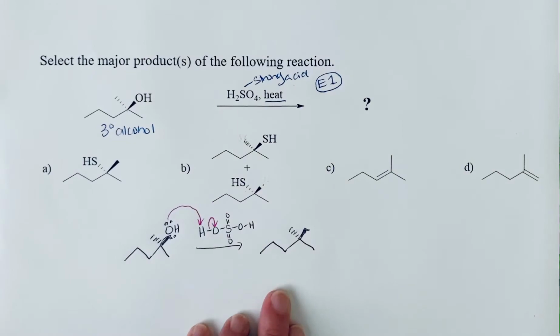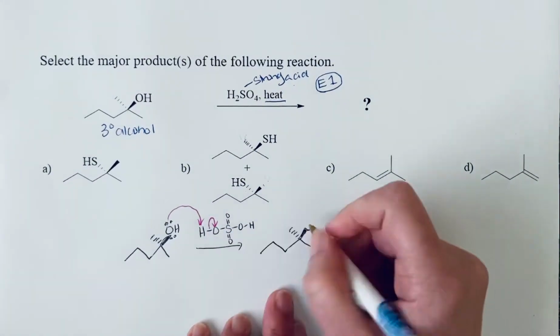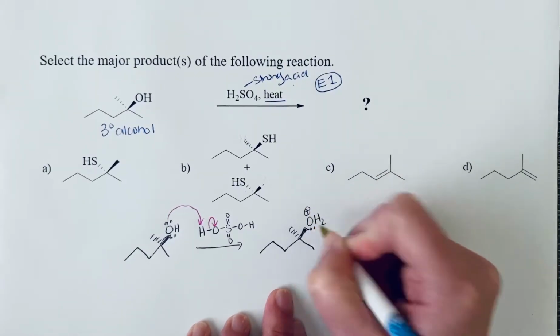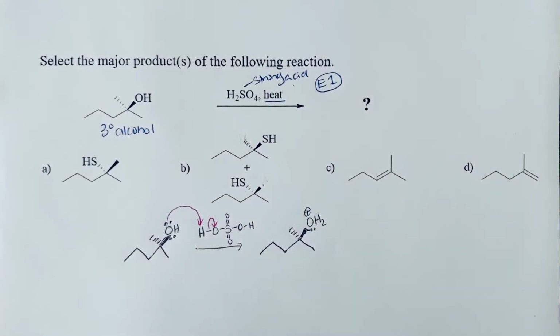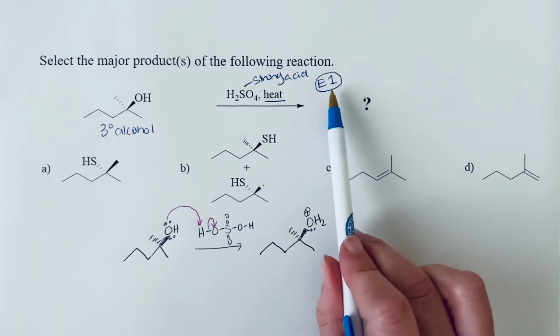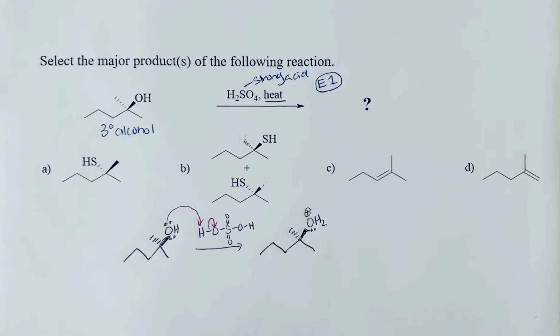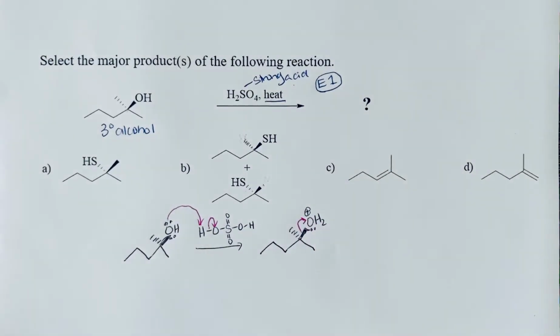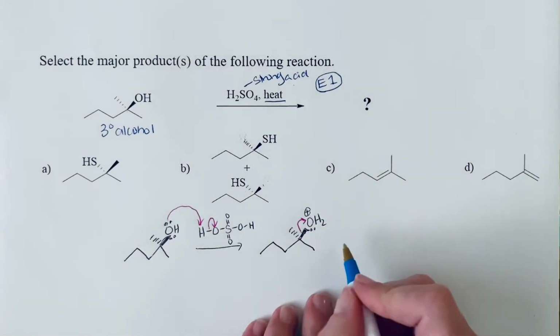It's too strong of a base, hydroxide ion, to be a good leaving group. But by protonating it, we've transformed it from a bad leaving group to a good leaving group, because now if this leaves, it'll leave as a neutral water molecule. And we said this reaction is going to be E1, so that's a stepwise elimination. So the first step in either an E1 or an SN1 is that your leaving group is going to leave. And so the leaving group leaves.